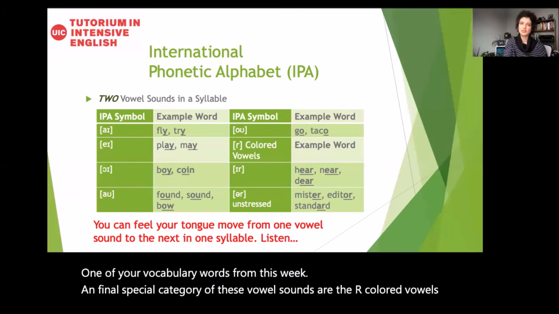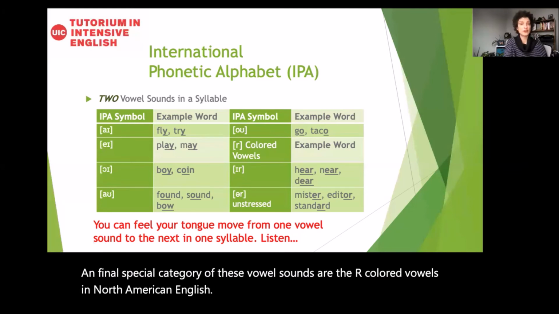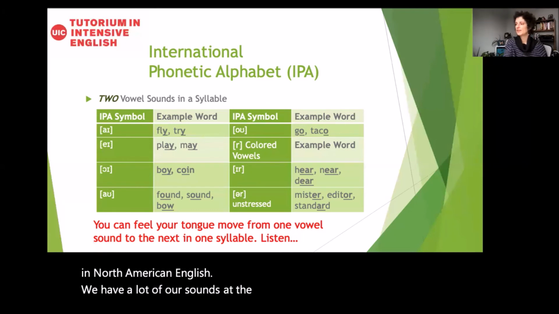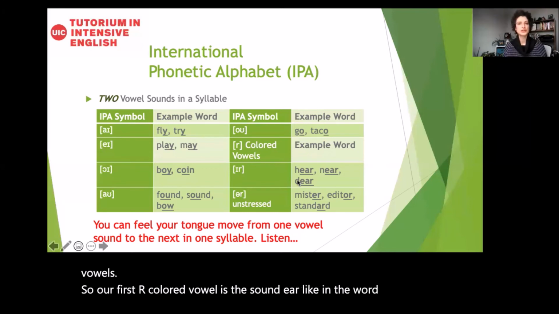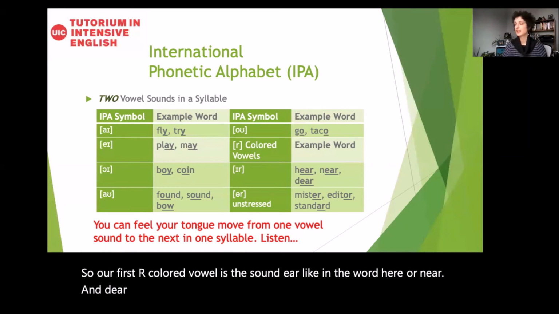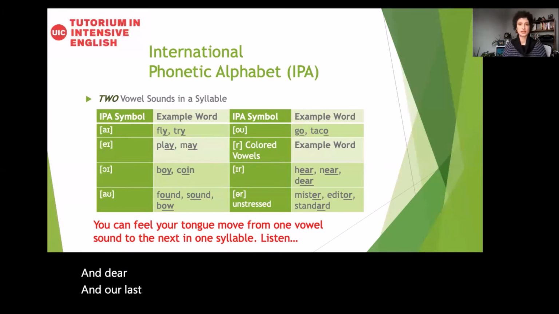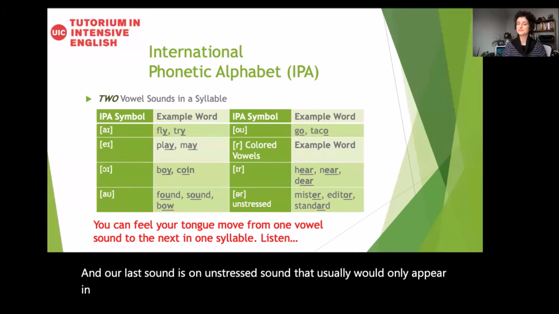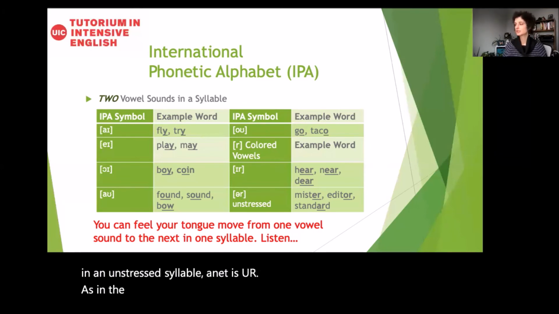In North American English, we have a lot of R sounds at the end of words, and they combine with vowels. So our first R-colored vowel is the sound ear, like in the word here or near and dear. Ear. And our last sound is an unstressed sound that usually would only appear in an unstressed syllable. And it is as in the word Mr., editor, and standard.